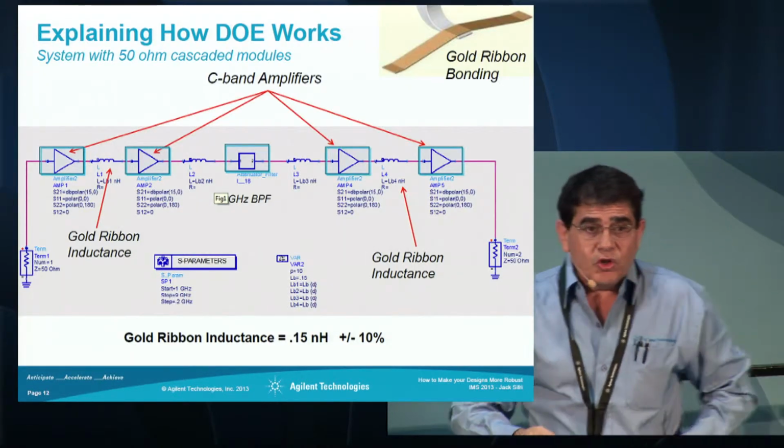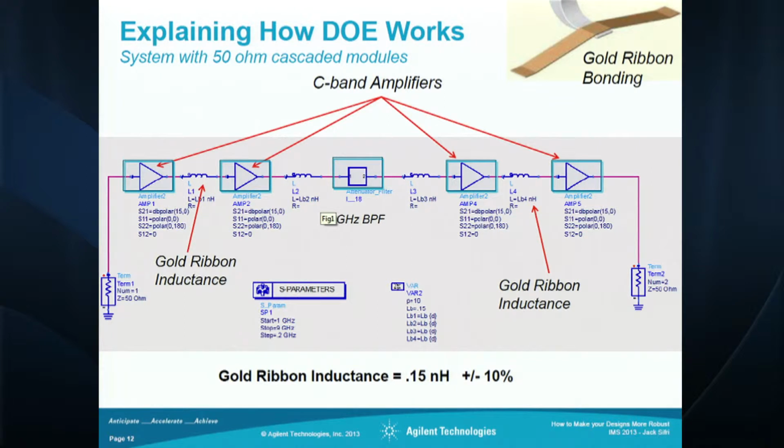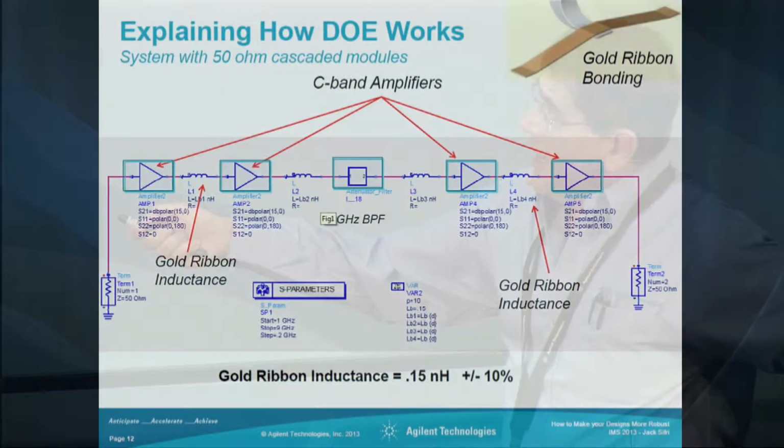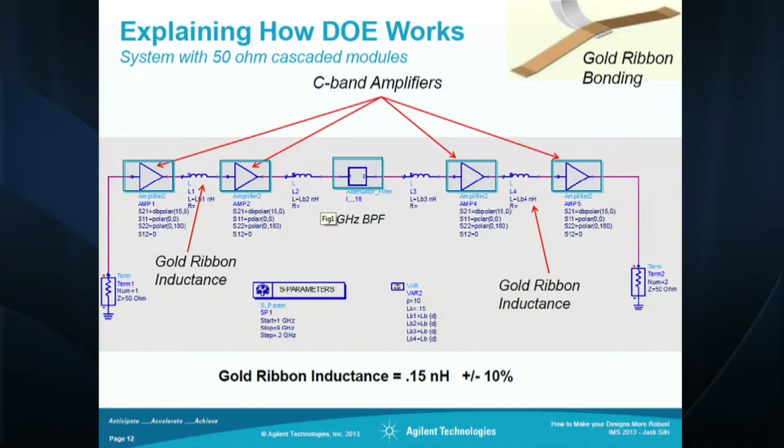This example I'm showing you here is a system level example, but you can use it on an IC, you can use it on a board design, you can use it on SMT components, it's very versatile. I want to start with a system level example and then I'll take you to an IC example. What I have here is four amplifiers and a filter in the middle, okay?